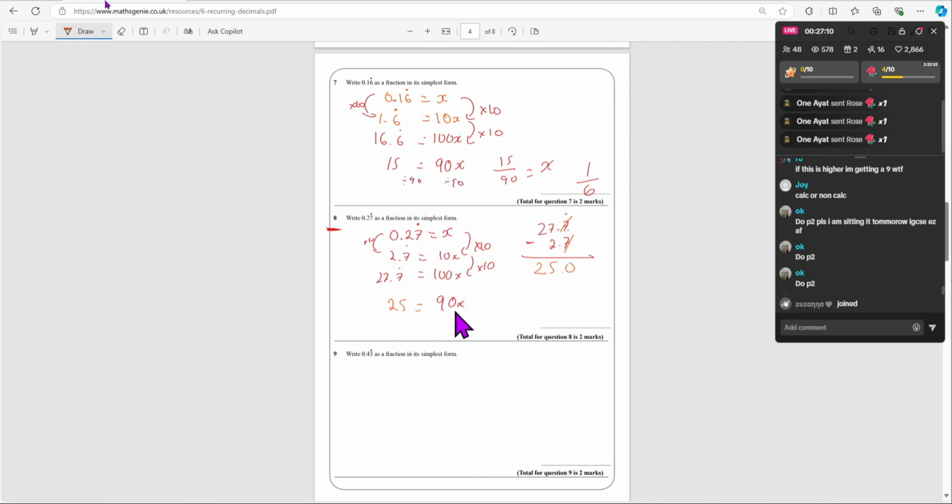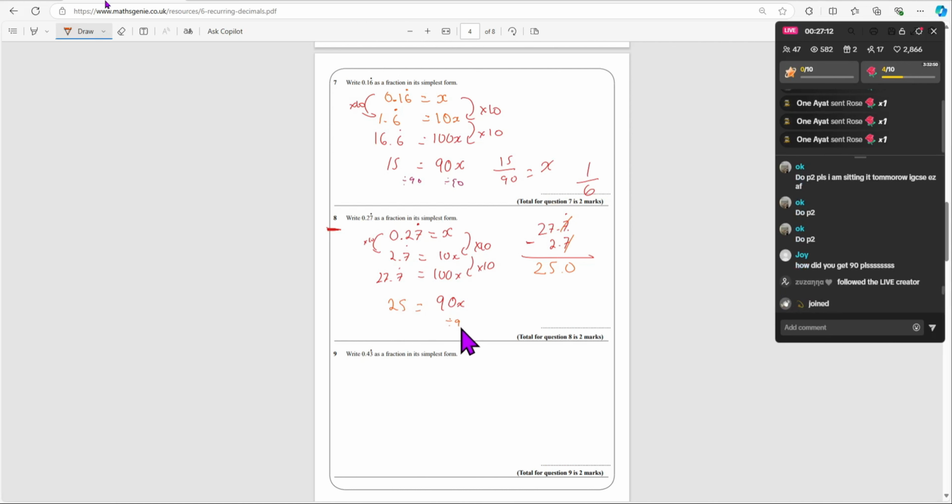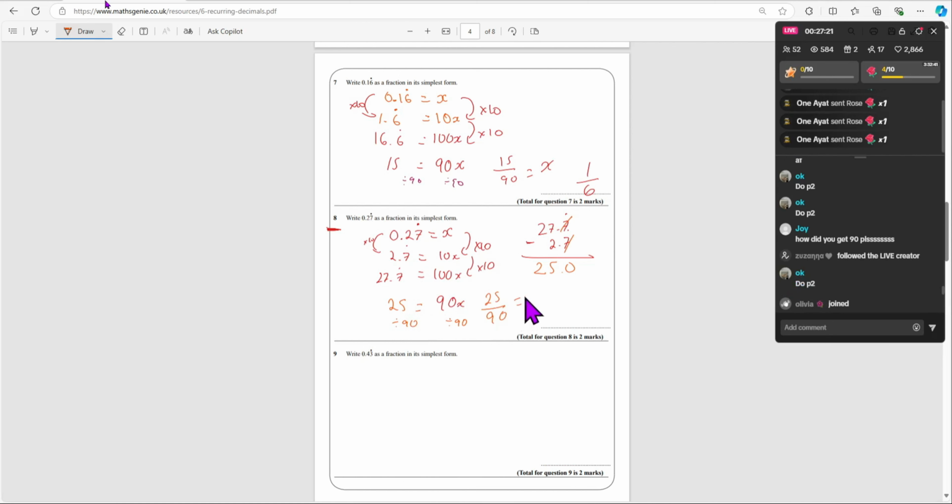So then we have to make x on its own. We're going to divide by 90 on both sides. We're going to get 25 over 90 is equal to x. And we need to simplify this. We're going to divide the numerator and the denominator by 5, and we are going to get 5 over 18. Okay?